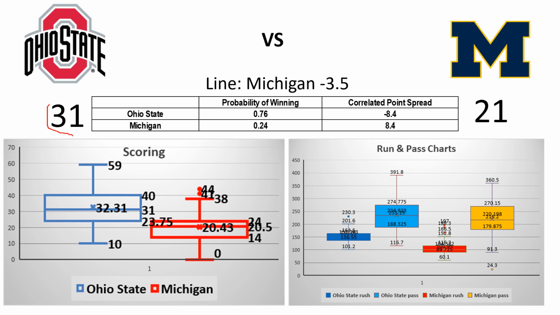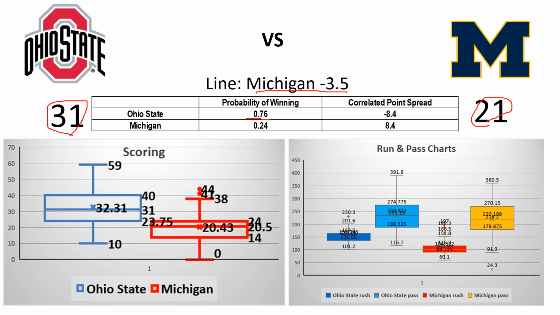So we got Ohio State, Michigan. The model is picking Ohio State to win 31-21, and it gives Ohio State a 76% chance of winning. The line has Michigan at 3.5, which, quite frankly, I think is really just about even, just because they're playing at home. So let's come down here to the box plot on the left.